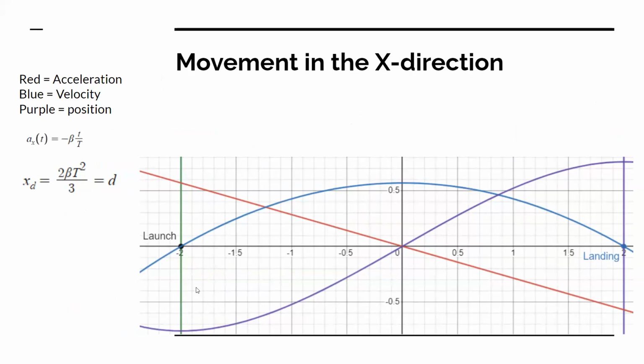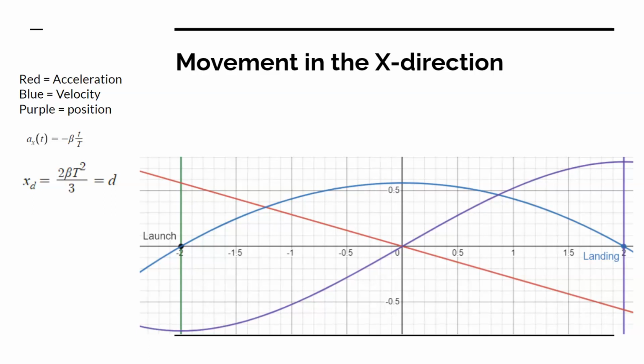Moving into the movement in the x direction, we graphed this on Desmos, where we have our vertical line marking the launch, which represents negative t, and then our second vertical line representing the landing, which represents t. I'll first reference our purple function, which is the graph of position over time. What this shows is that at the points of launch and landing, the change in position over time is 0. That just means that we are not increasing how we're moving.